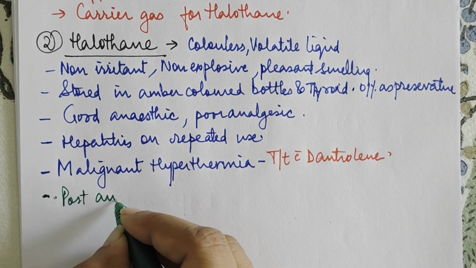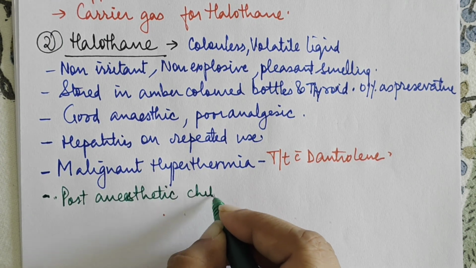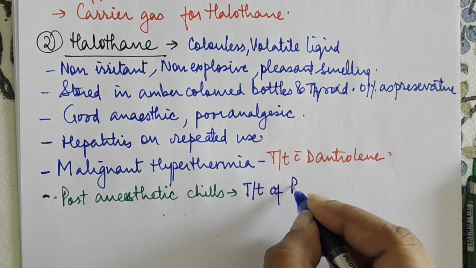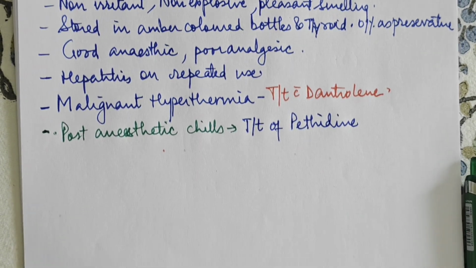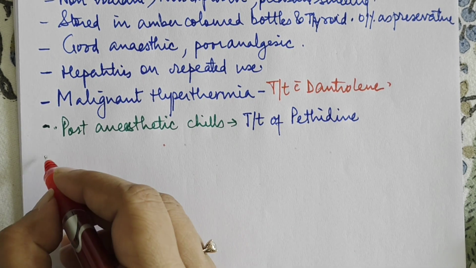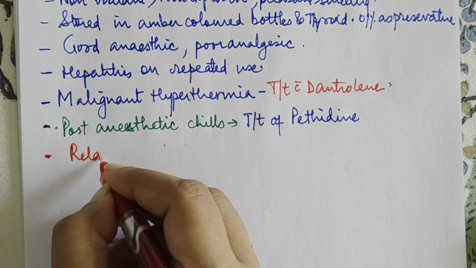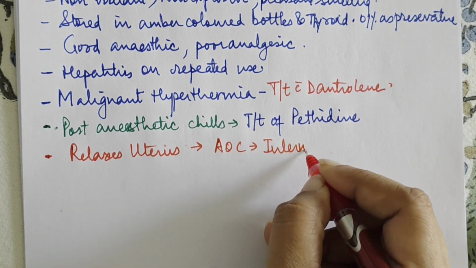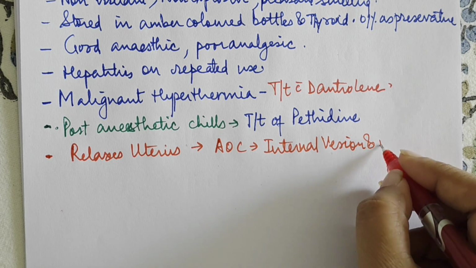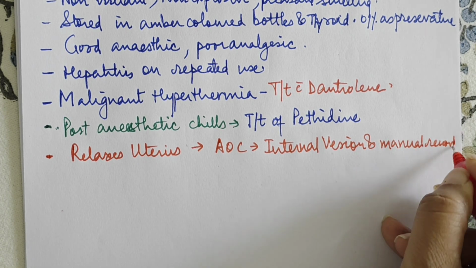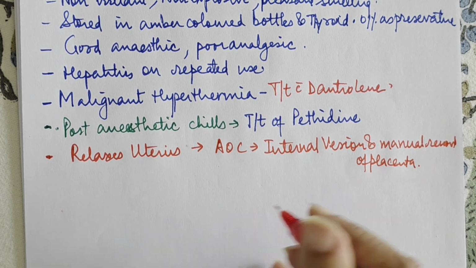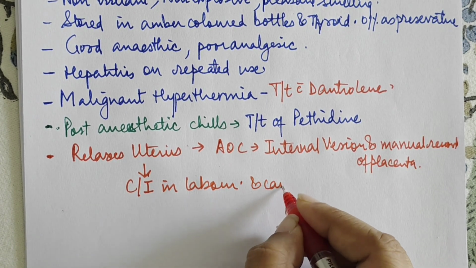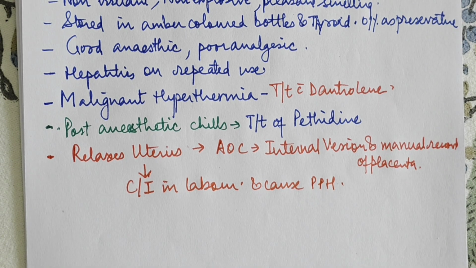Then this is the drug which is responsible for post anesthetic chills. The patient has shivering after the anesthesia. So this is the reason post anesthetic chills happen, and for treatment you use pethidine, which is a morphine congener. Then halothane relaxes the uterus, so it is the agent of choice in internal version and manual removal of placenta, right? But because of this, it is contraindicated in labor because it can result in relaxation of the uterus and cause postpartum hemorrhage, which will be difficult to control.